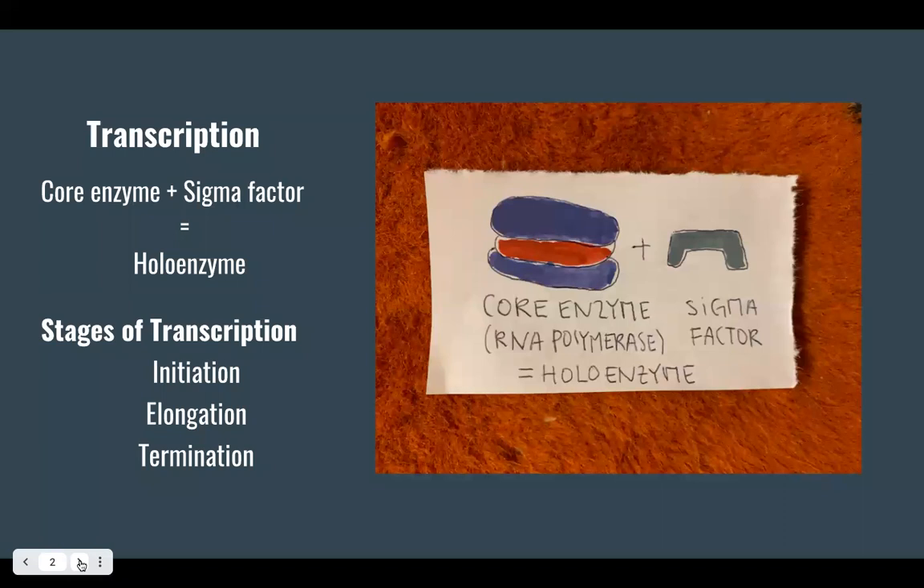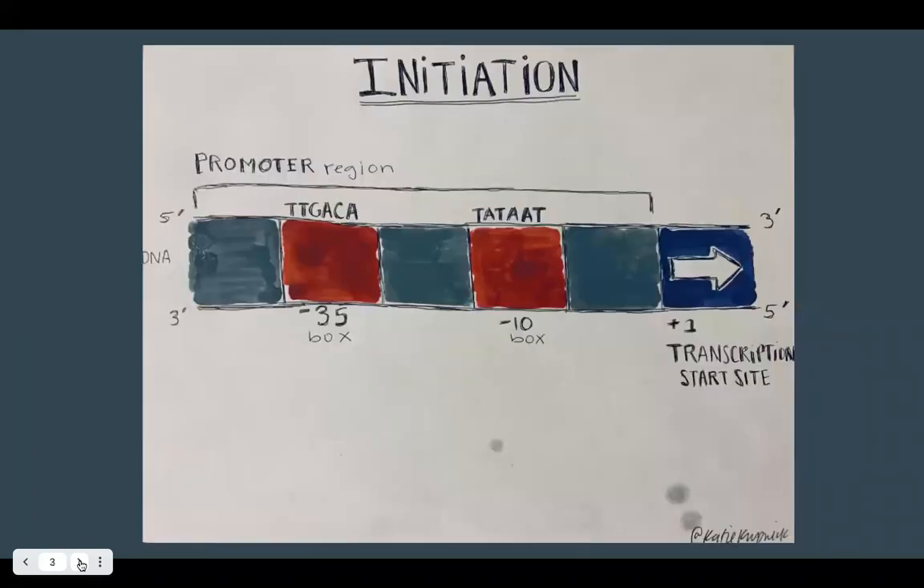We'll begin with the core enzyme, RNA polymerase, which binds with the sigma factor to create a holoenzyme, which we use in transcription. The process of transcription has 3 main stages: initiation, elongation, and termination.